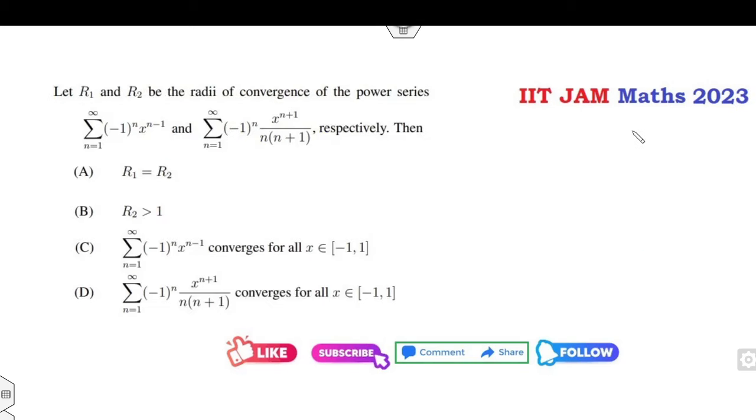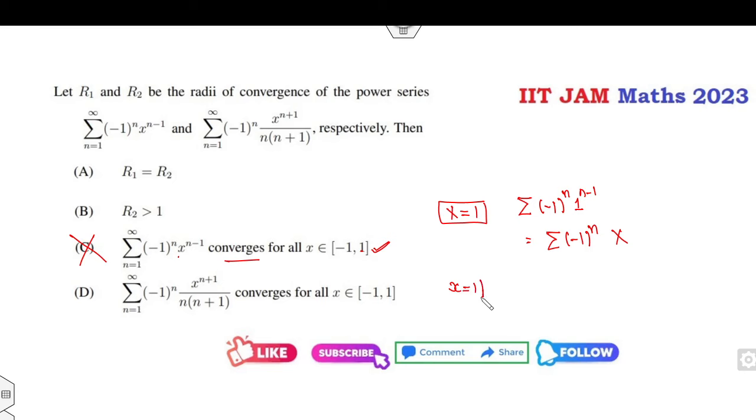Now you can see this is a recent 2023 question. R1 and R2 are the radii of convergence of this series and this one. Then which of the following statements are correct? Firstly, we will look at this case. It's convergent for all. One way is to find the radius of convergence. Otherwise, you can substitute x equal to plus 1 in this series. What will happen? Minus 1 raised to power n, 1 raised to power n minus 1. Is it convergent? It is a divergent series because the limit of this is not unique. So it's convergent over the closed interval, wrong answer.